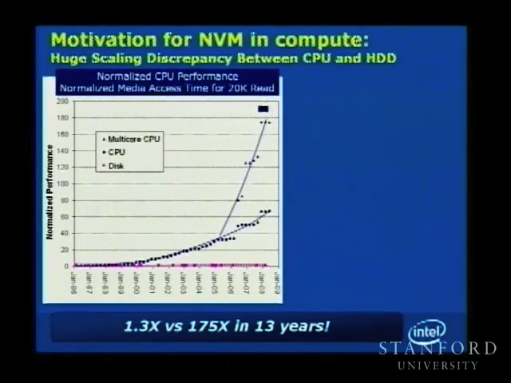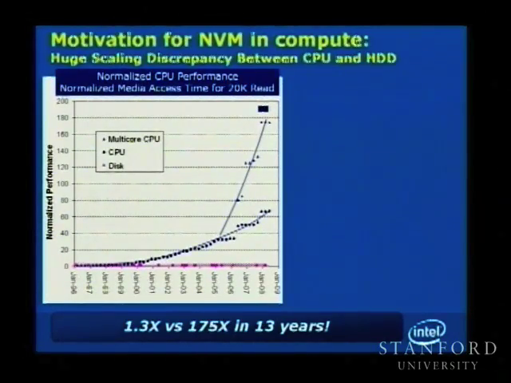So what's the motivation? Why are we trying to do this? It's really to solve a basic problem, and that basic problem is illustrated on this graph that shows the progress of what's happened on the CPU side and what's happened in the I/O subsystem. The x-axis is going over the last dozen or so years. The y-axis is showing normalized performance and showing the disparity that is growing between the CPU performance.